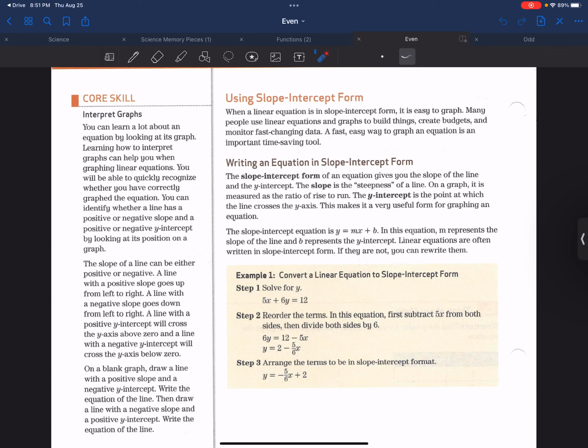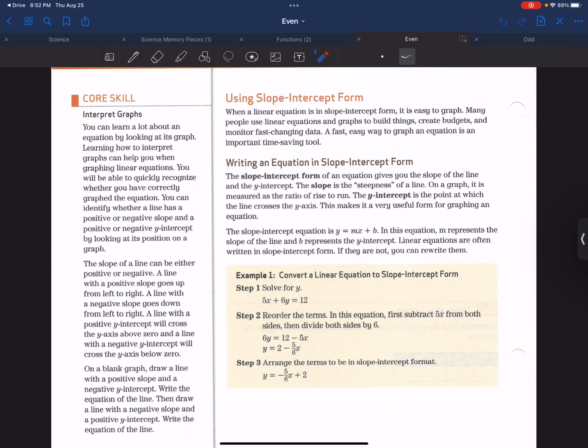The slope of a line can be either positive or negative. A line with a positive slope goes up from left to right. A line with a negative slope goes down from left to right. A line with a positive y-intercept will cross the y-axis above 0, and a line with a negative y-intercept will cross the y-axis below 0.